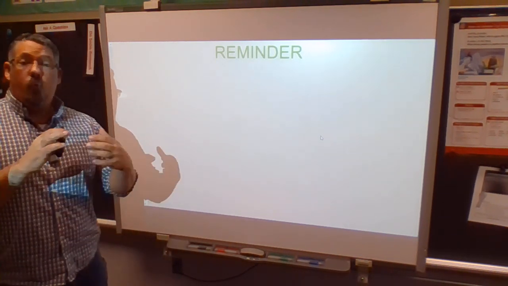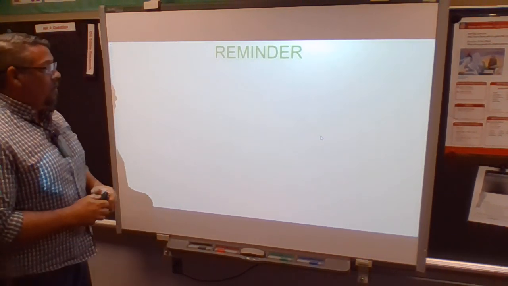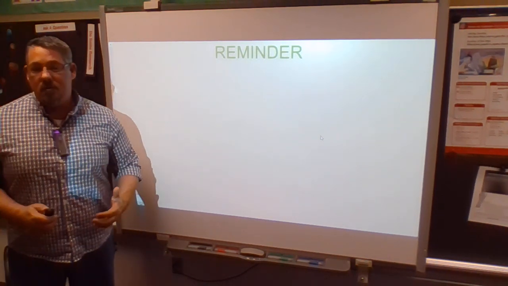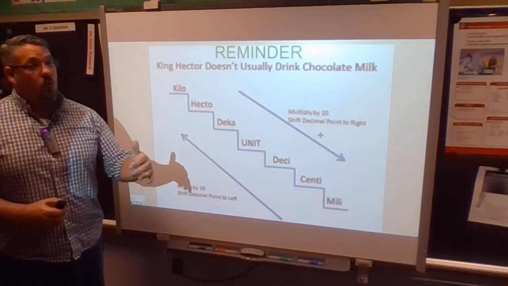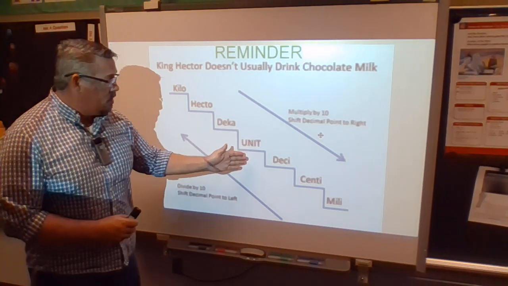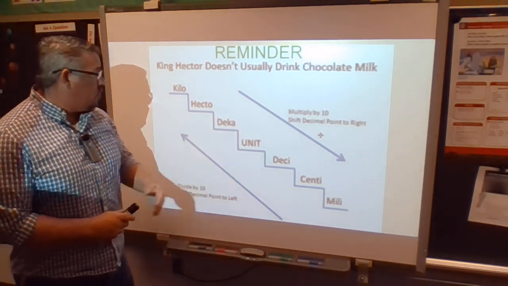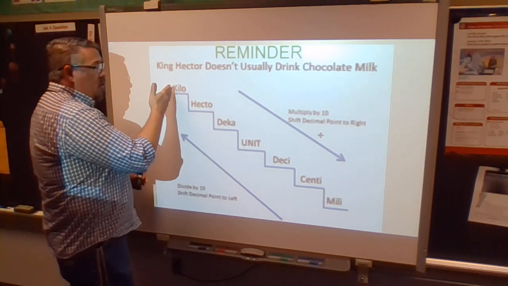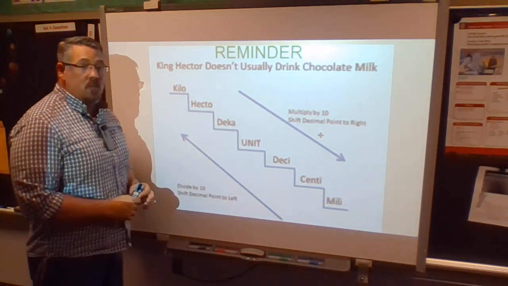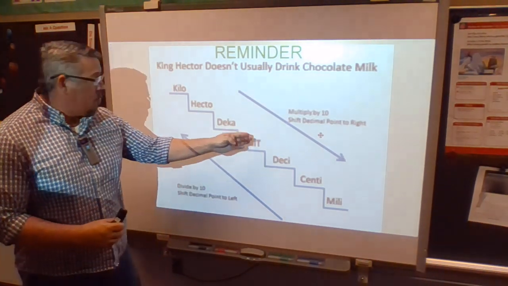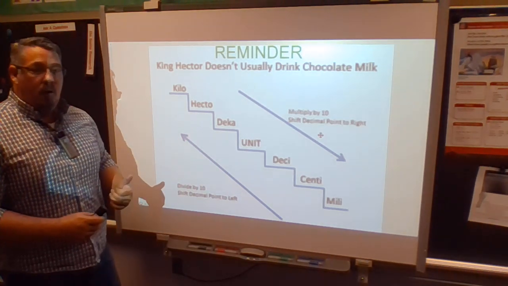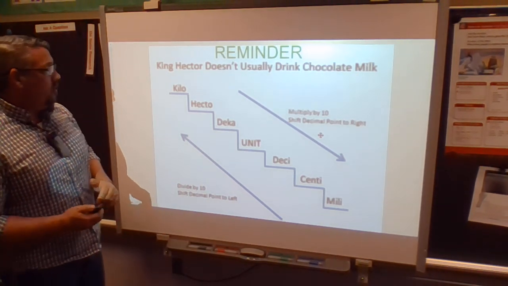All right, so last thing I want to remind you of, because you might see this hint in your review on the back of the paper of your assignment. Remember that we did the metric system before Christmas break in chapter 6. We talked about King Hector doesn't usually drink chocolate milk, and that my unit is in the middle. So that is either my meters, my liters, or my grams. And I go from kilo to king, and as I move down, I move my decimal to the right that many times. Whereas I'm going up to the king, I'm going left, I'm going to move my decimal to the left that many times. Hopefully you remember how to do those.